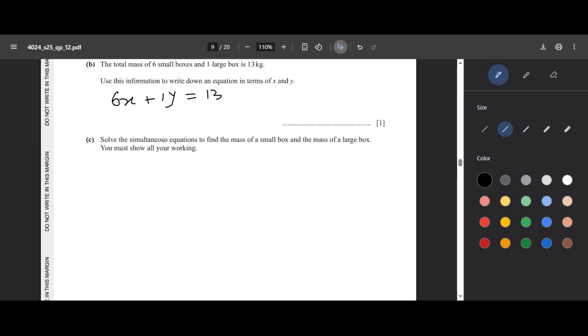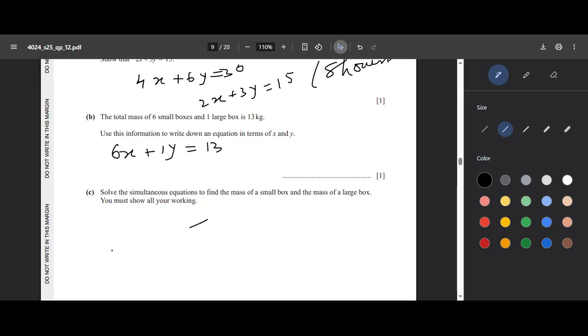Now by solving these equations simultaneously, find the values of x and y. So 2x plus 3y is equal to 15, and 6x plus y is equal to 13. Very simple. If we multiply the first equation by 3, then x will be eliminated. If we multiply the second equation by 3, then y will be eliminated. This is your choice. So I am multiplying the first equation by 3.